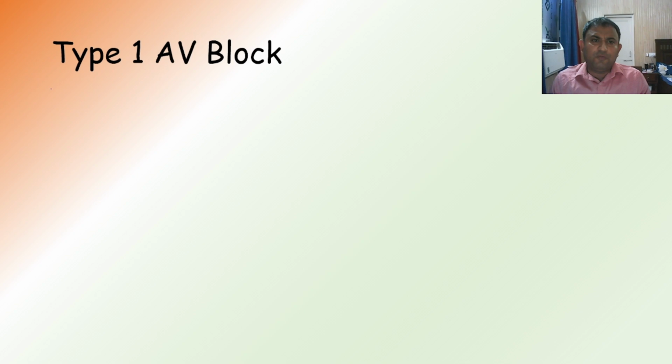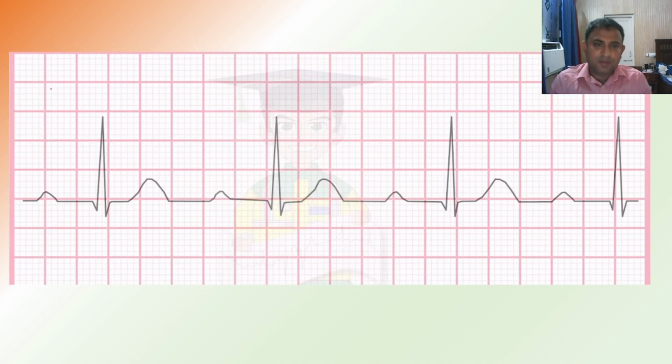So first, AV blocks are divided into type 1, type 2, type 3. So what is a type 1 block? A simple type 1 block is when you see this ECG, there is this P wave, and with the P wave there is a long pause. So it is a misnomer. The first AV block is a misnomer term. There is no block itself.